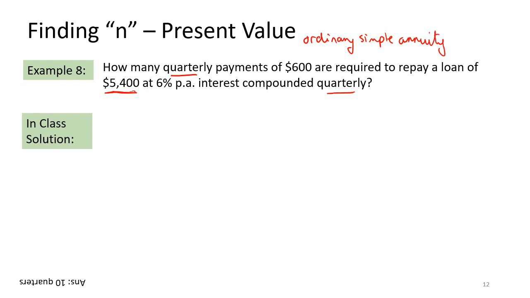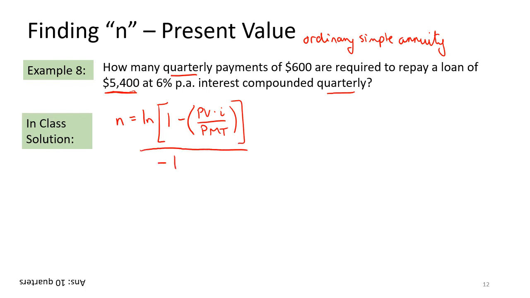Okay, so going back a couple slides for our formula, we know it's present value. So N is equal to the ln of 1 minus the present value times the periodic interest rate divided by the payment. And that's divided by, remember, the negative ln of 1 plus the periodic interest rate. Okay? So what do we know in this question? Well, we know our present value is $5,400. That's how much our loan is worth. And we know our payment is $600.